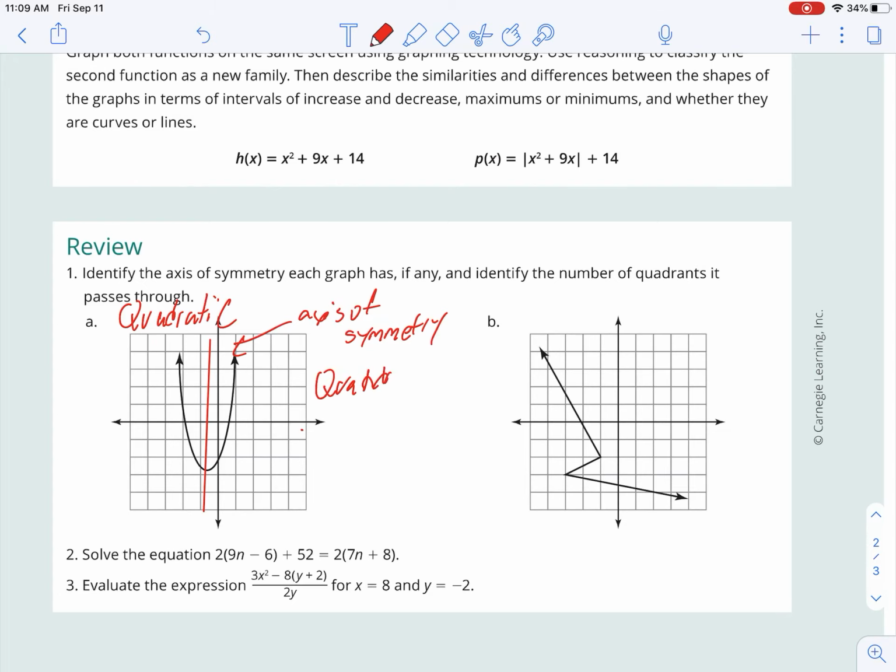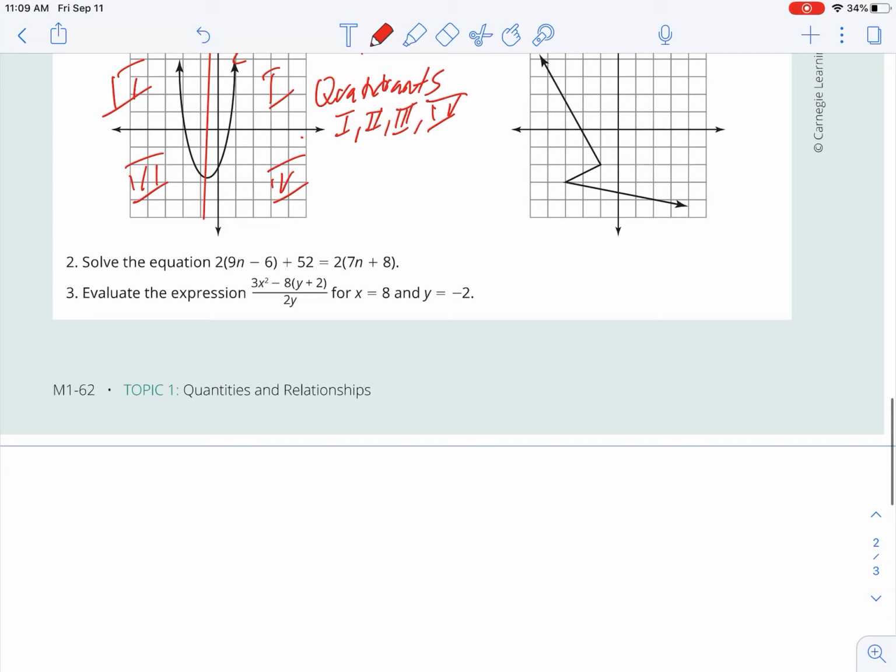Identify the quadrants. It is in all four quadrants. 1, 2, 3, and 4. Okay, so don't forget your quadrants. This is 1, 2, 3, and 4. Okay. Number 2 is old stuff. Now, number 2 is solving an equation again. And depending on how your equation skills are, I have a feeling some of you are going to need some practice with equation skills.